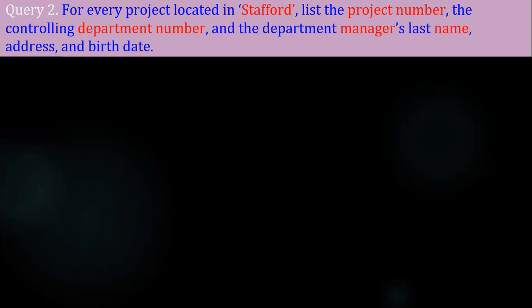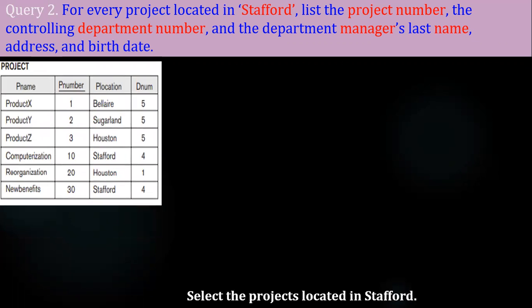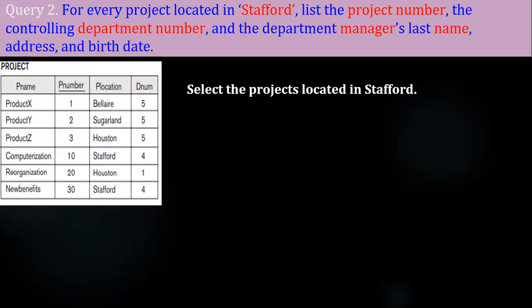Now we need to decide which tables are required from the company database. To know the location of the projects, I need the project table. To get the project controlling department number, I need the department table. Then to get the manager's details, name, address and birth date, I need the employee table. So here I need to join 3 tables. Which are those 3 tables? Project, then department and employee. So these 3 tables are required.